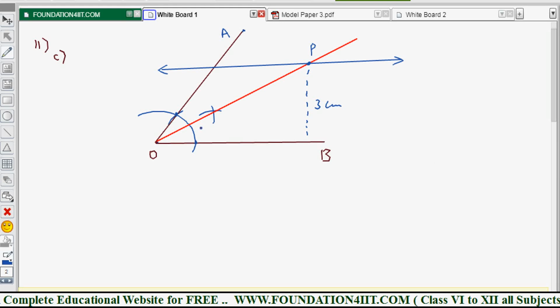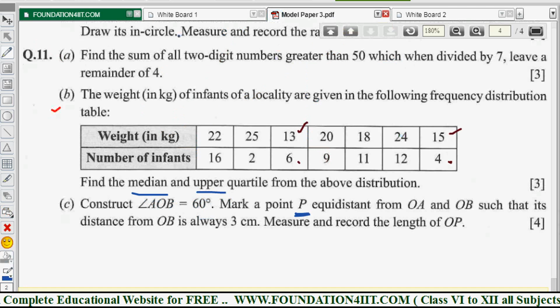So O to P you can measure. If you draw exactly, you get OP equal to 6.2 centimeters. Just use the scale and you can measure this. This is the model I roughly explained. Accurate constructions you can see from the same channel, from different videos. Right. So this is about this paper.